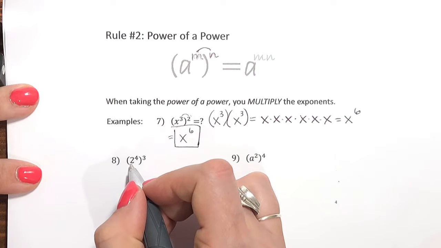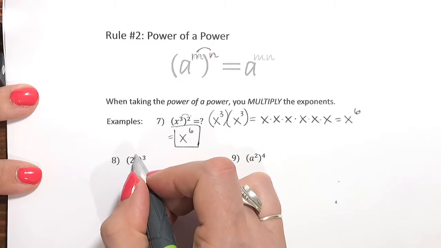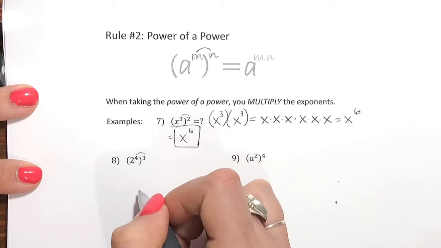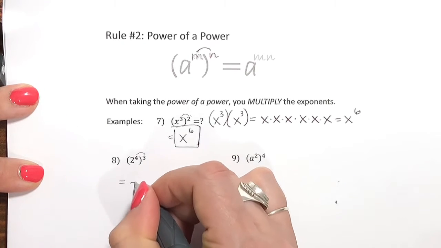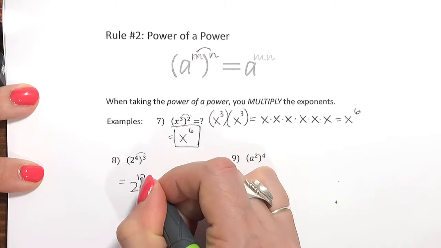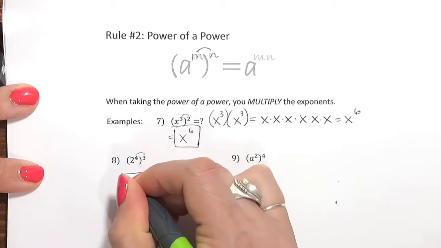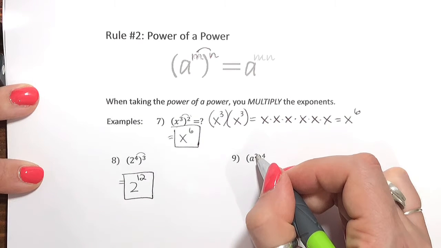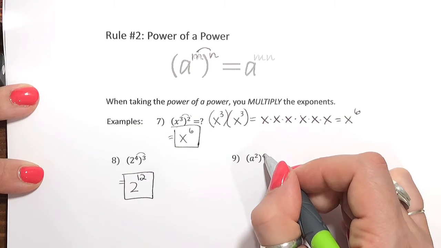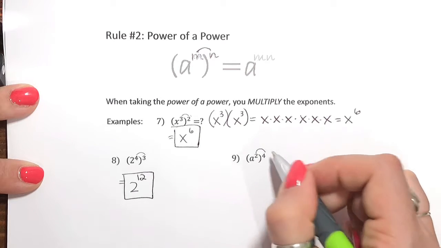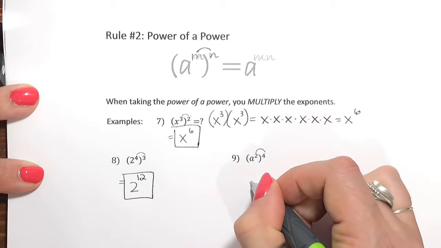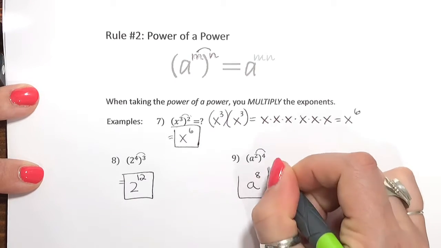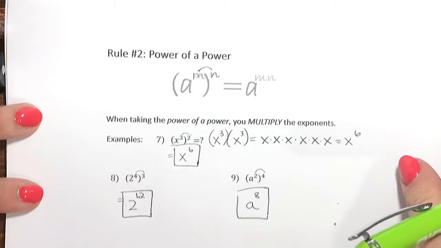So here on this one, we have 2 to the power of 4 raised to another power of 3. So we have a power of a power. So we're going to times those two together, and we get 4 times 3, which is 12. So we get 2 to the power of 12. Same on this one. We have 1 base raised to a power raised to another power. So a power of a power. We're going to times those two together, and we get a to the 2 times 4, which is 8. And that would be your answer.